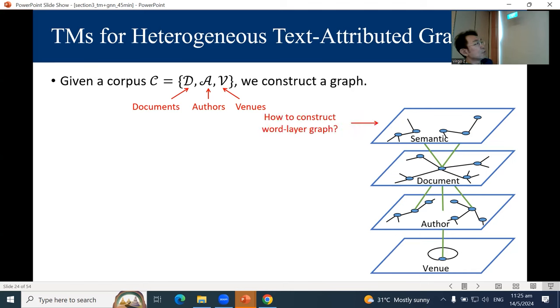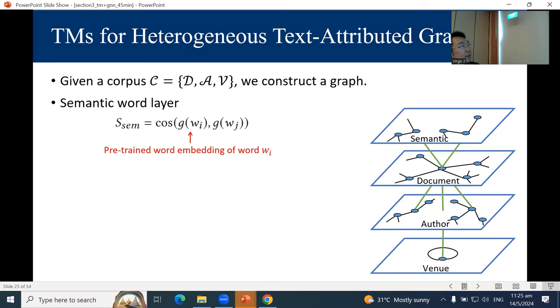So for the word layer graph, there are different ways you can construct it, but the basic idea is just to take into account how words are related to one another. In this case, we consider multiple concepts. One is the notion of semantic similarity. If you take two words and their embeddings and measure their cosine, you get a sense of whether two words are related to one another.